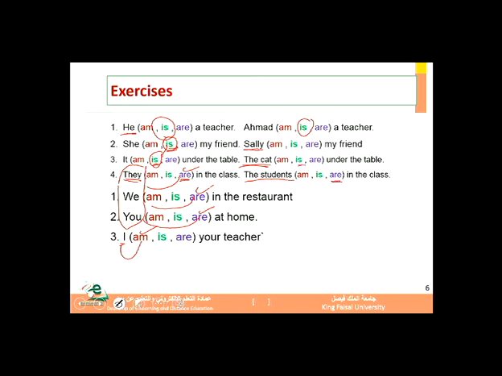The cat is under the table. Sally is my friend. We are in the restaurants. You are at home. I am your teacher.